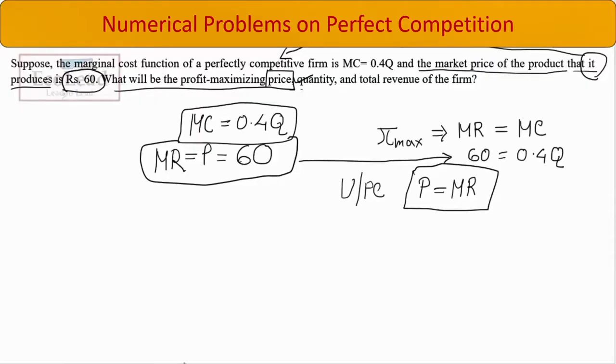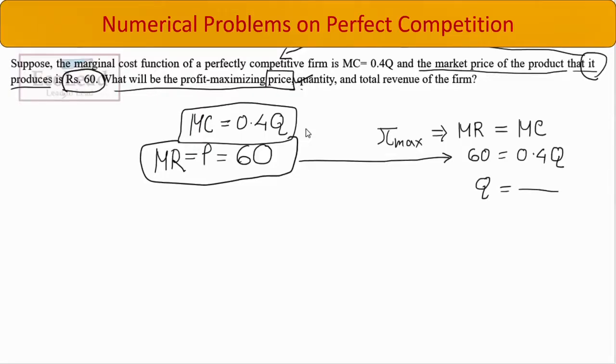Let us solve this. If we solve this equation for Q, we can write it as 60 divided by 0.4, which is 150. So the second question is also solved: the profit maximizing output will be 150. Now let us solve the third question. What is the third question? What will be the total revenue?